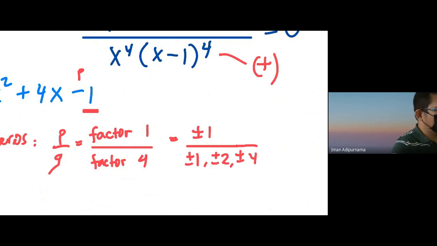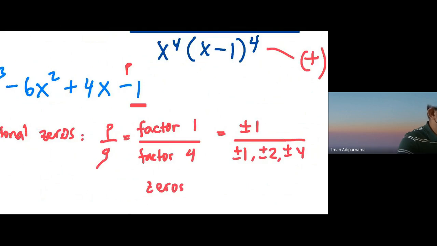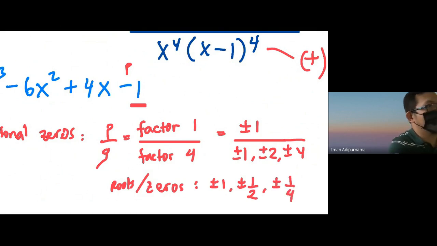Okay, this means we can have zeros or roots that are plus minus 1, plus minus 1 over 2, and plus minus 1 over 4. Okay, so we have 3 possible rational roots. And then what we are going to do from here, we can check one by one. But I think we have to check 6 numbers, right? Plus 1, negative 1, plus 1 over 2, negative 1 over 2, plus 1 over 4, negative 1 over 4.